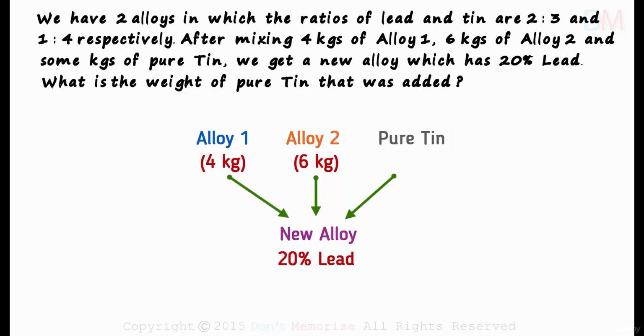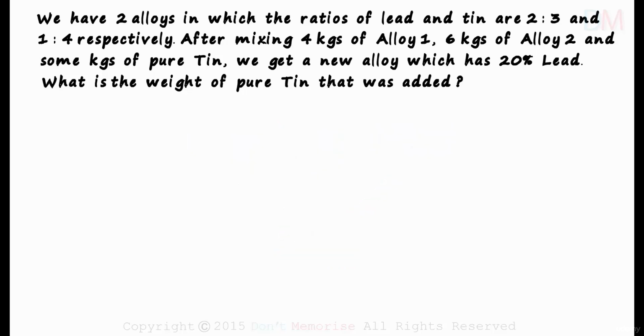3 things are mixed here: alloy 1, alloy 2 and pure tin. And that will give us a new alloy which has 20% lead. And the remaining 80% will obviously be tin. And we are also told the weights of alloy 1 and alloy 2. How do we find the weight of pure tin that was added? Don't forget, allegation will not work for 3 quantities like we see here. But we can apply allegation to 2 quantities. Let's try that first. We are told about 2 alloys here.